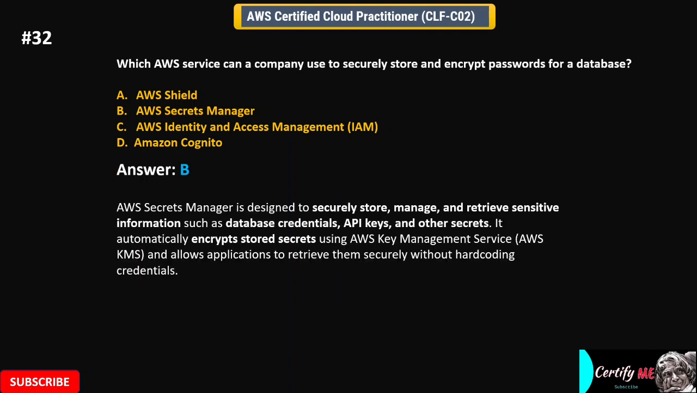AWS Secrets Manager is designed to securely store, manage, and retrieve sensitive information such as database credentials, API keys, and other secrets. It automatically encrypts stored secrets using AWS Key Management Service and allows applications to retrieve them securely without hard coding credentials.